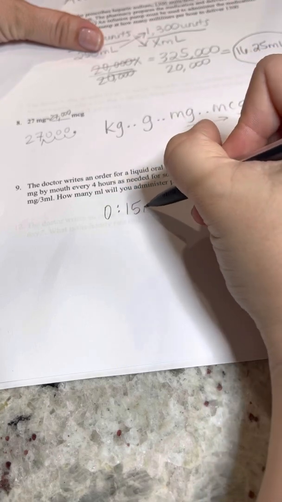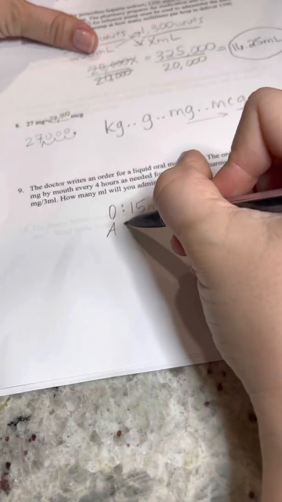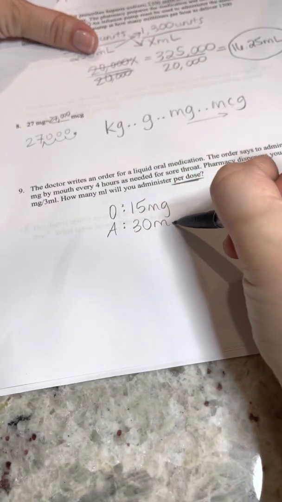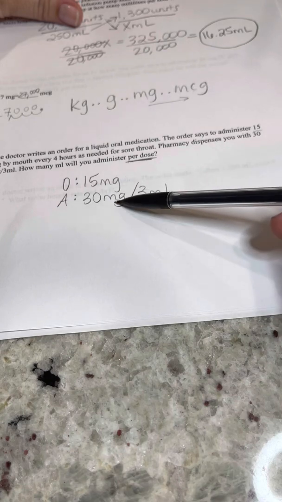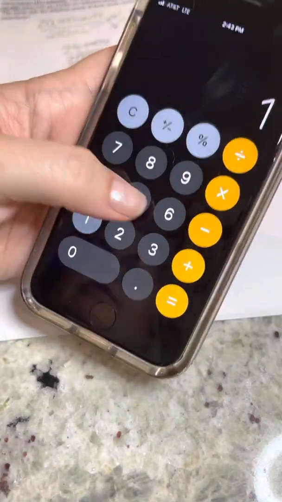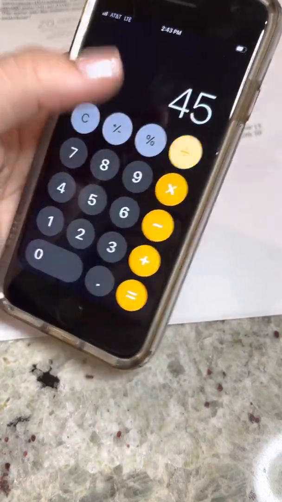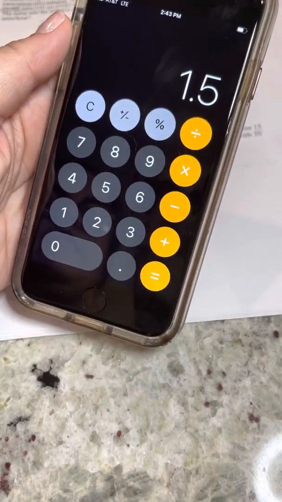All right, so let's pick out what we need from this. Our order is 15 milligrams. Available, pharmacy dispenses us with 30 milligrams in 3 mLs. All right, so the fast way, we'll do 15 times 3 divided by 30 equals 1.5 mLs.